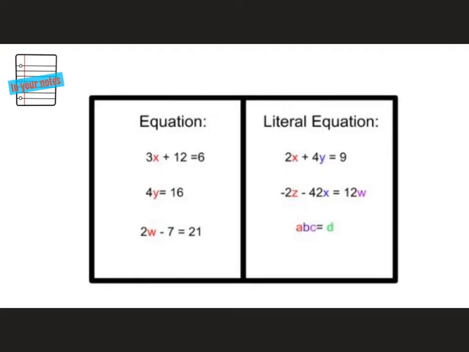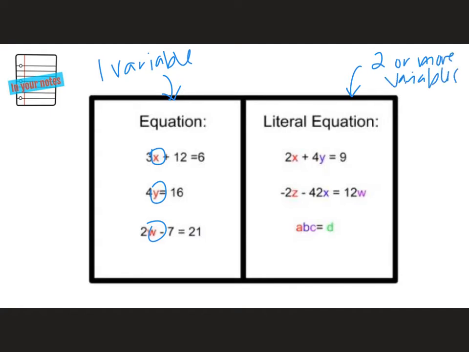All right, so the first thing as we look at this picture here, in class we'll pause and talk about the difference between an equation and a literal equation. First thing we might notice is an equation has one variable. So I can see all the way down the list here just an x, a y, and a w. But as soon as we move over to literal equations, we start to see two or more variables.